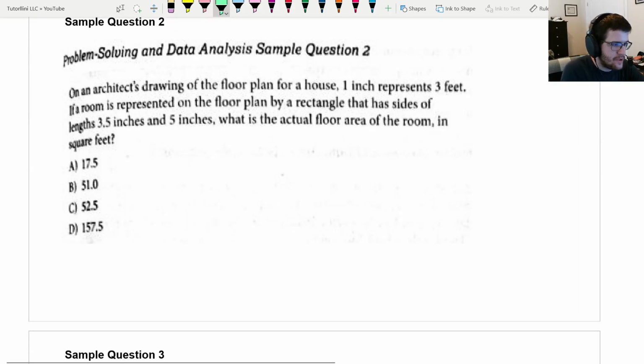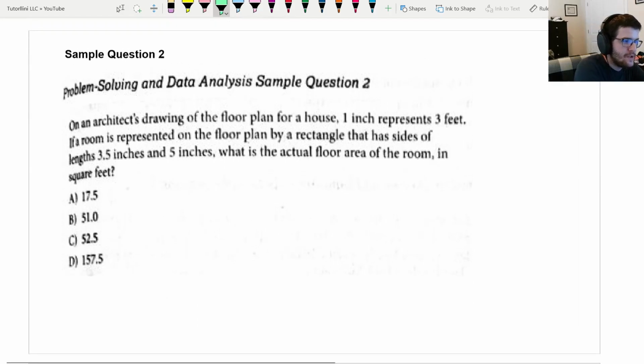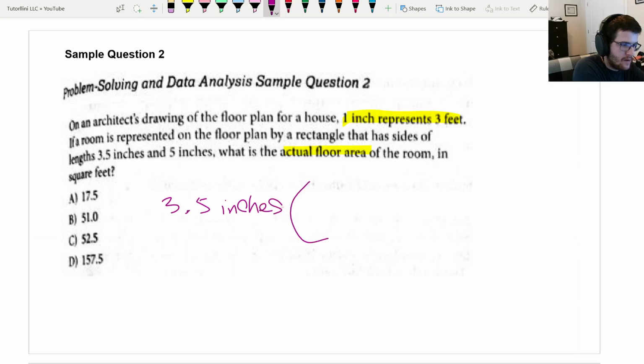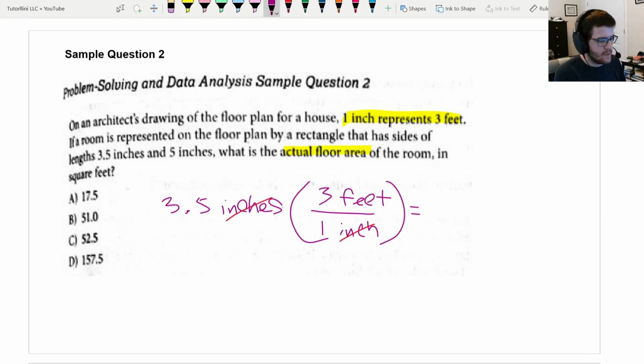Okay, the very first thing I'm going to do is convert these, using this conversion factor, to their actual lengths, because it wants the actual floor area. So why don't we do that? So 3.5 inches. I'm going to put the inch on the bottom and the feet on the top. Inches cancels out and we're left with feet. 3.5 times 3 is 10.5 feet.